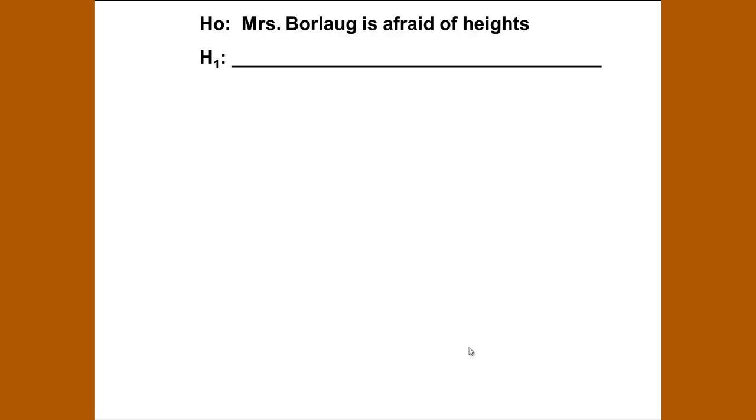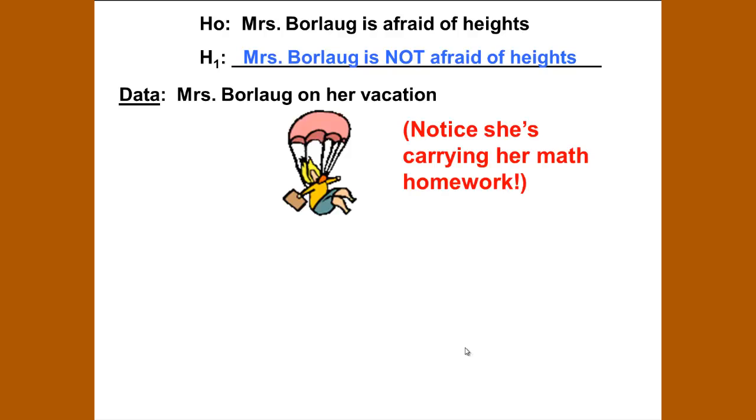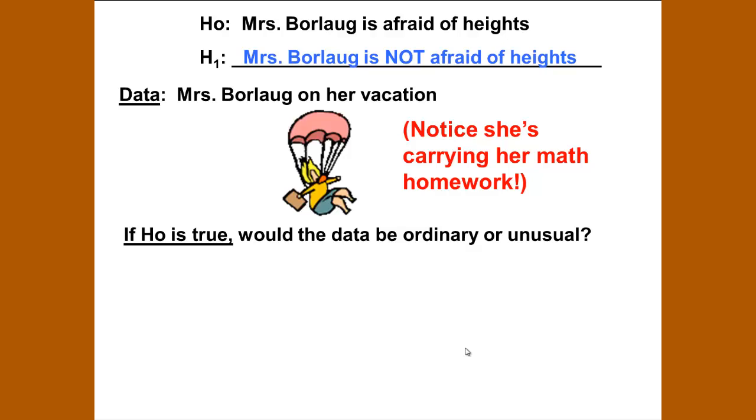H0, Mrs. Borlaug is afraid of heights. H1, Mrs. Borlaug is not afraid of heights. This time, the data is Mrs. Borlaug is on her vacation and we have a vacation picture. Notice that she's carrying her math homework. If H0 is true, Mrs. Borlaug is afraid of heights, would the picture be ordinary or unusual?